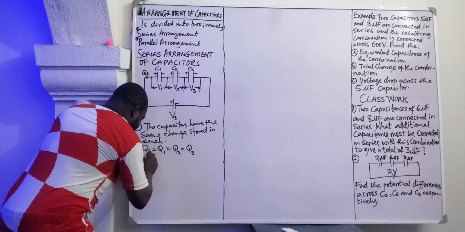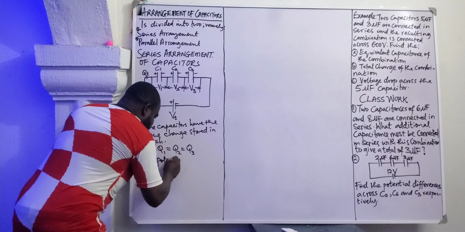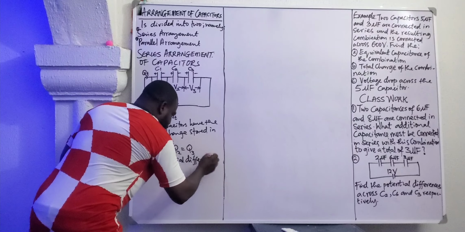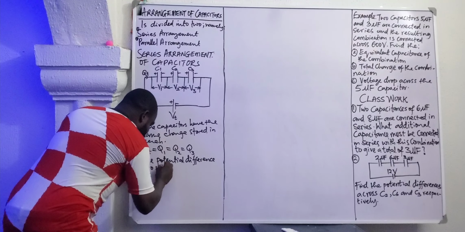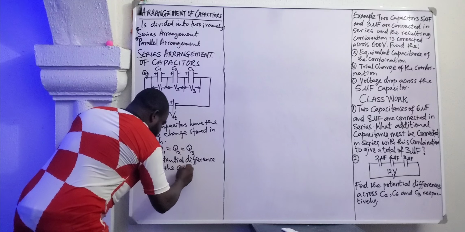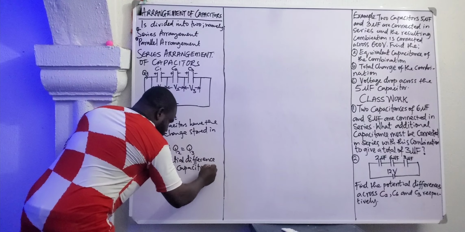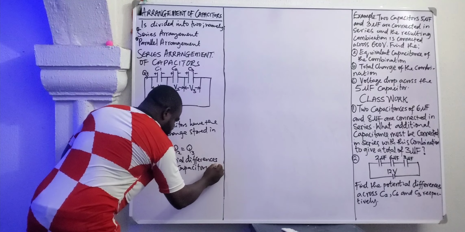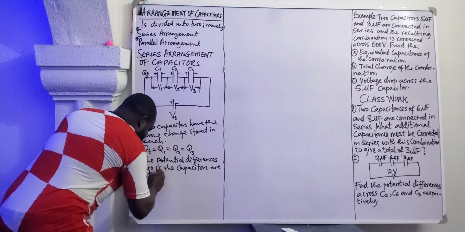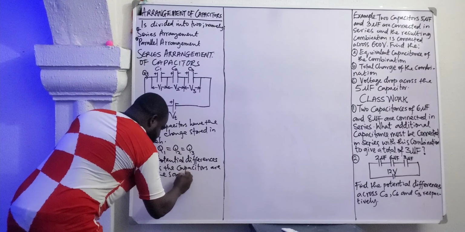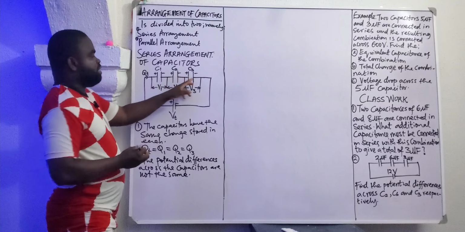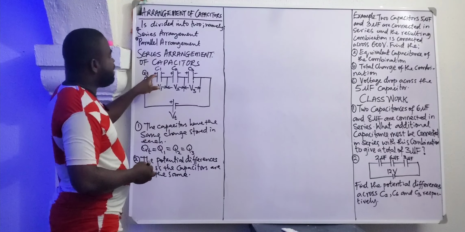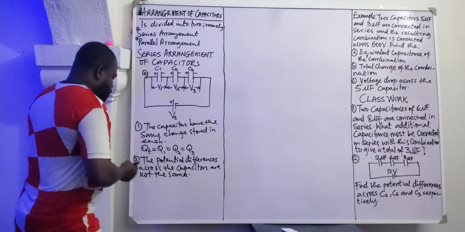So I say the potential difference across the capacitors is not the same. So while they have the same charge, they have different what? Voltage drop. Why? Because they have different capacitances. Good. So what does it mean?